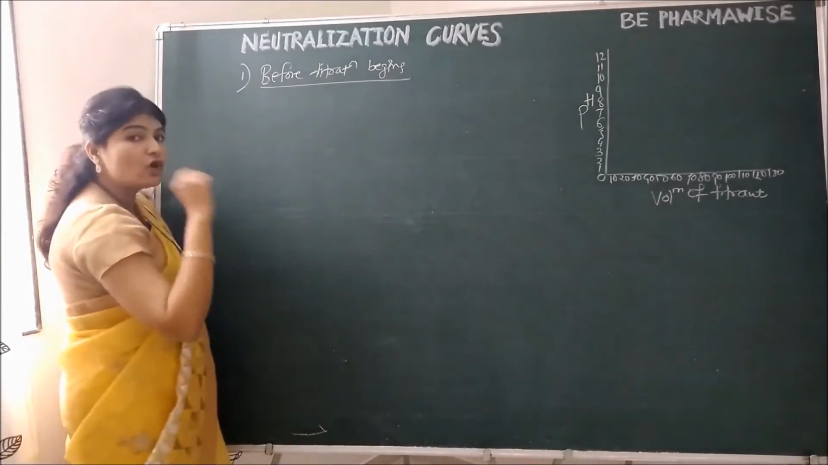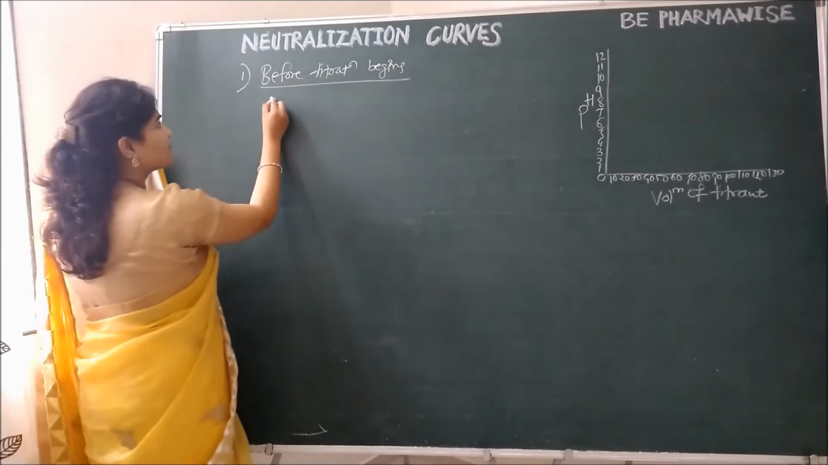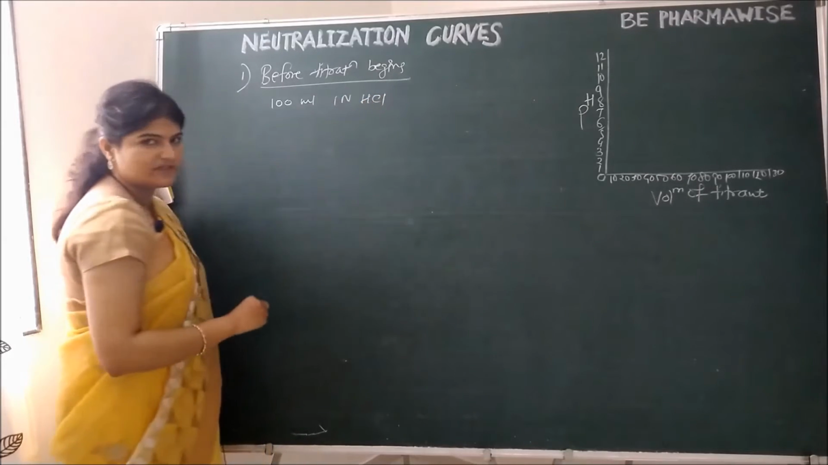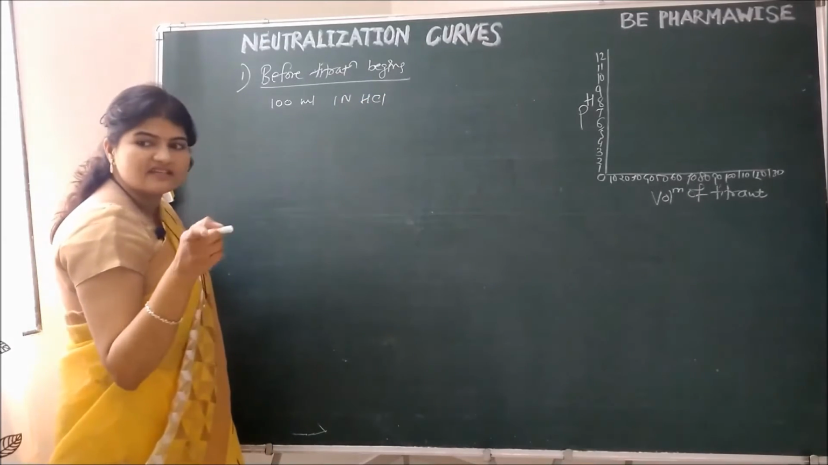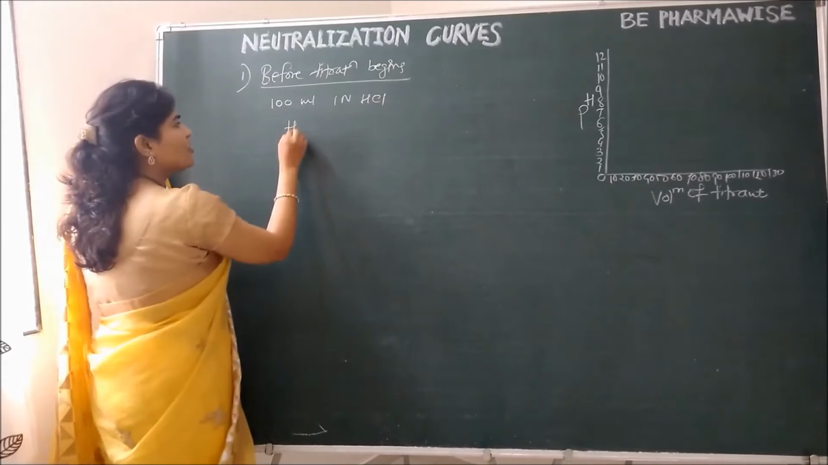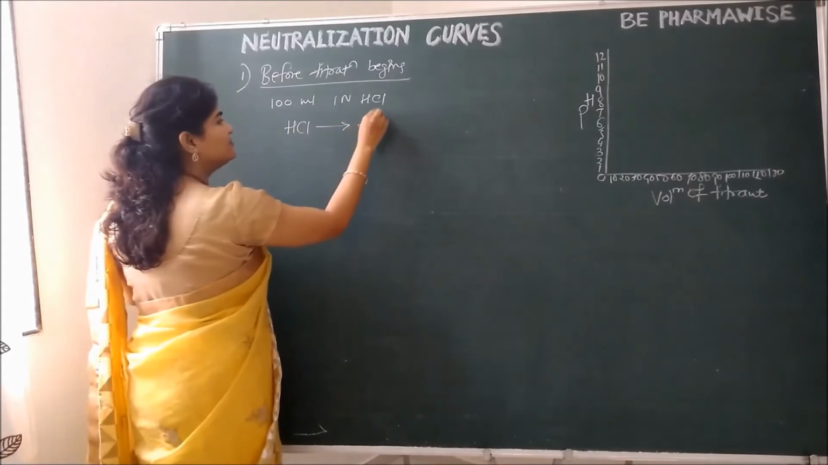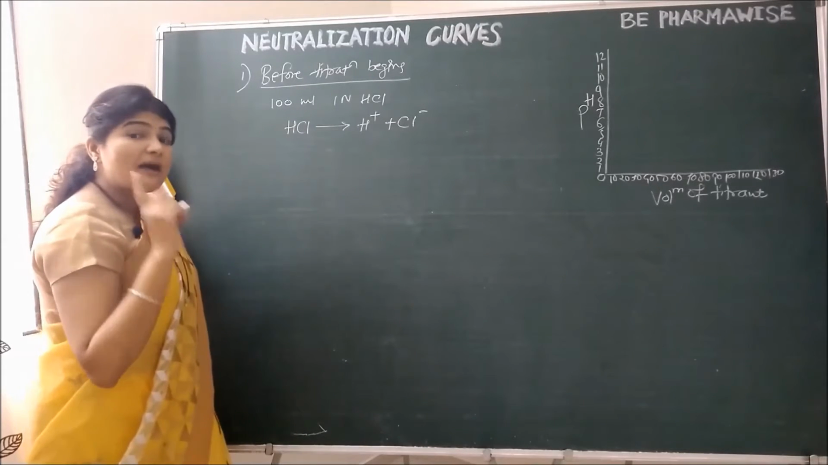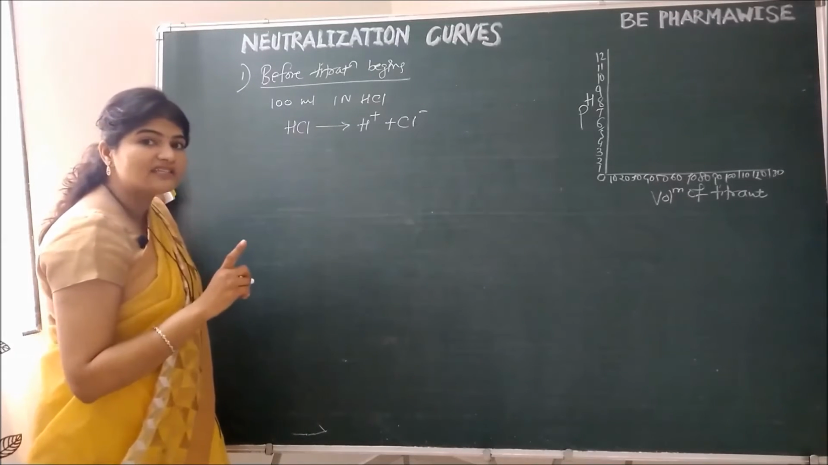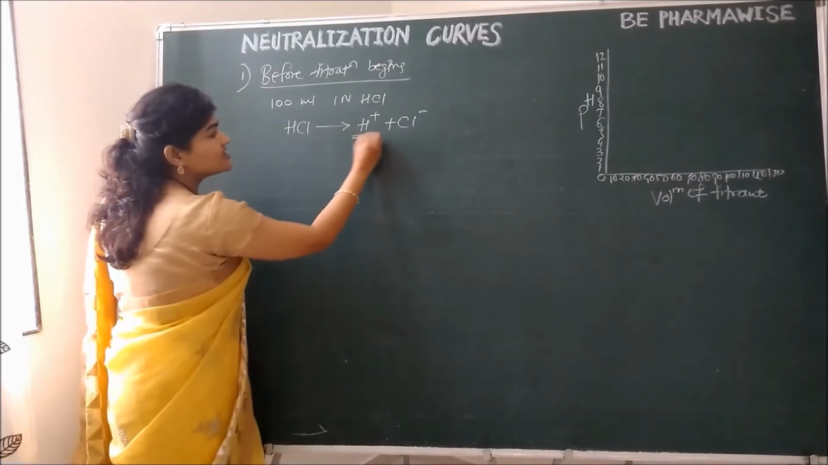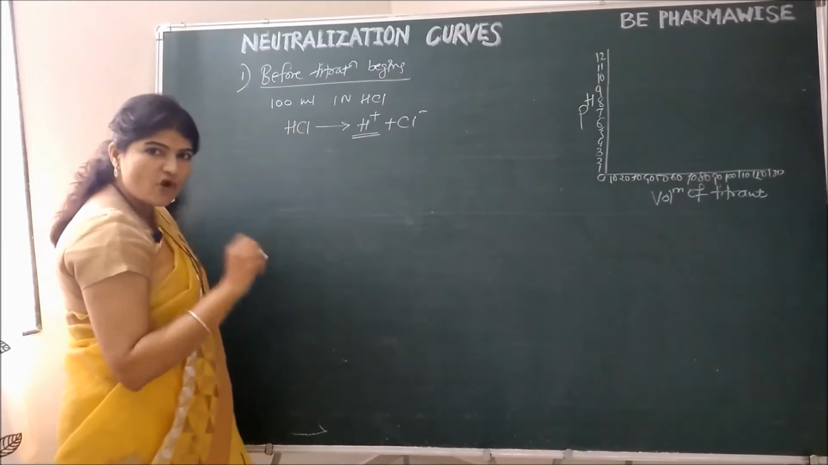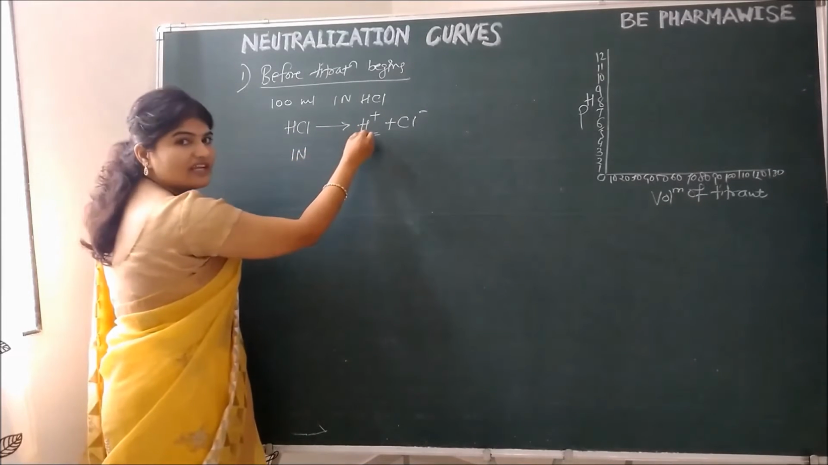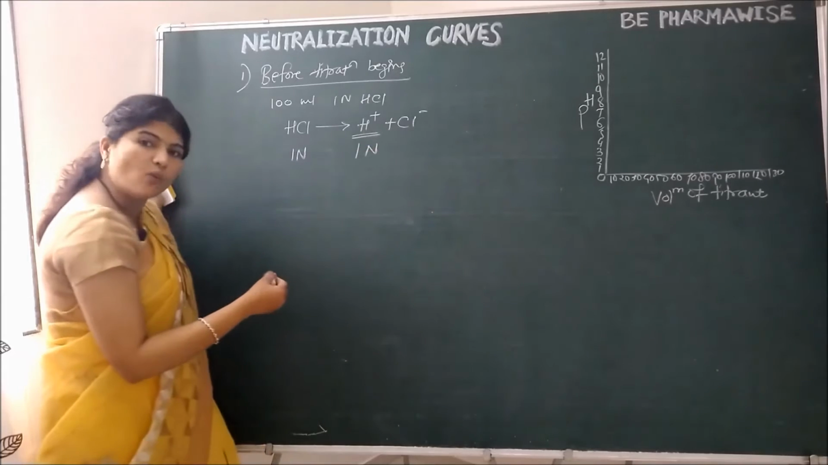Now what is there in the conical flask before titration begins? It is 100 ml 1 normal HCl, isn't it? Now HCl is a strong acid. So strong acids dissociate completely to give ions. Means the amount or concentration of strong acid will be equal to the concentration of H plus ions formed. So what is the concentration of acid? It is 1 normal. So automatically H plus ions will be also 1 normal.